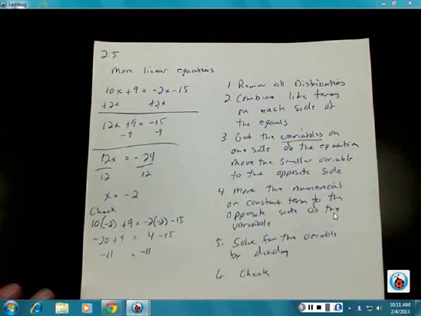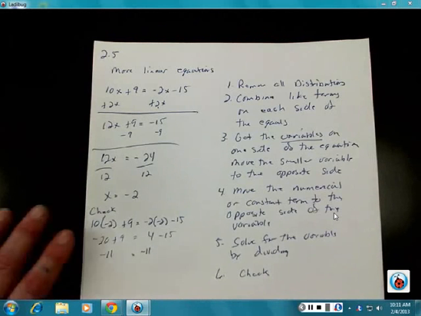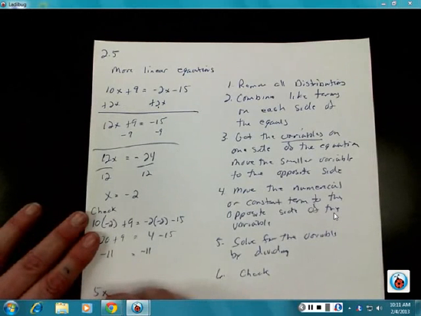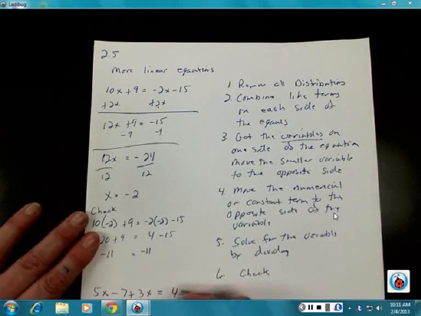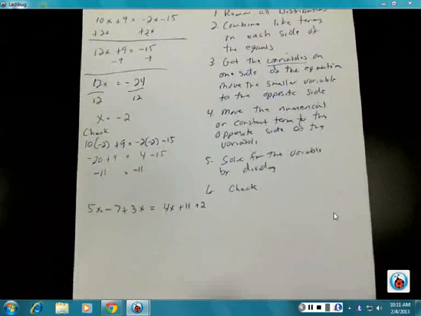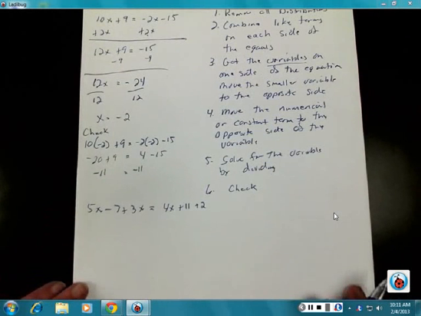So let's go through and do some more of these so we get an idea of what we have to do with them. So 5x minus 7 plus 3x equals 4x plus 11 plus 2. If that's my new problem, what would I have to do to it? And you should be taking notes while we're doing these, because then you have some examples to look at when you get home.